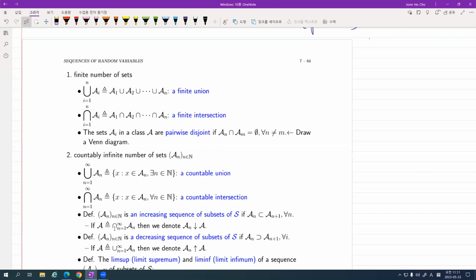By the way, this is what? This is a notation, okay? This is a notation. This is not a definition. And the true definition is this one. So you have A1 union A2 union, dot, dot, dot, up to union A sub n.